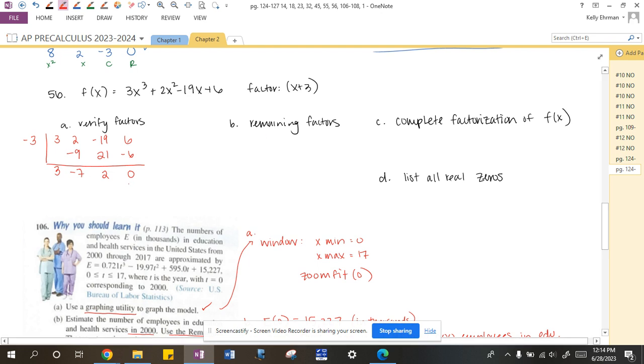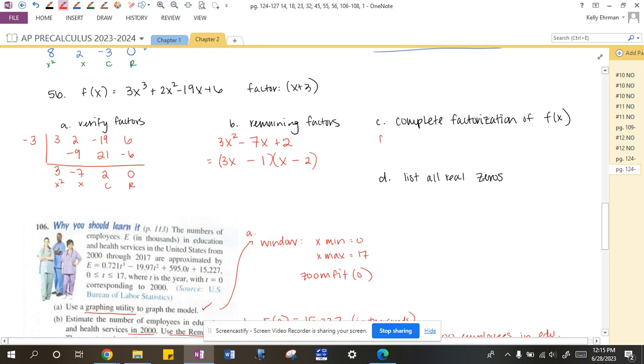Find the remaining factors. Remember, this is the remainder, constant, x squared. So we're trying to factor 3x squared minus 7x plus 2. It's got to be 3x and x. 2 and 1 to give me 6 and 1 to make 7. They're both negative. So these are the remaining factors.